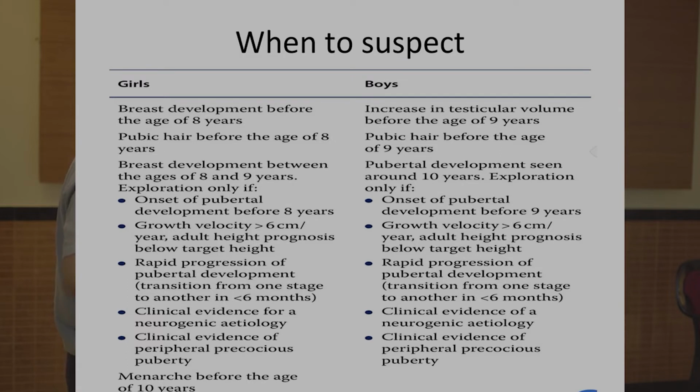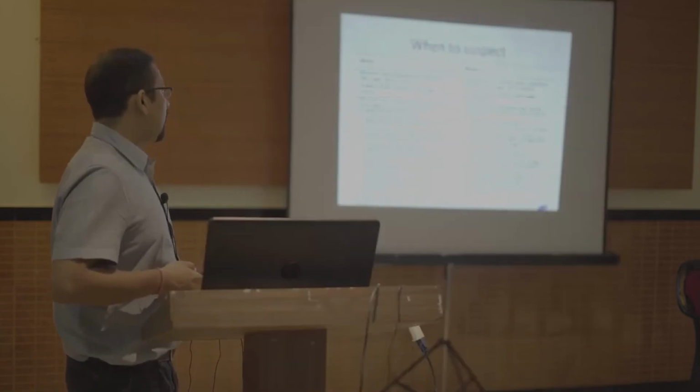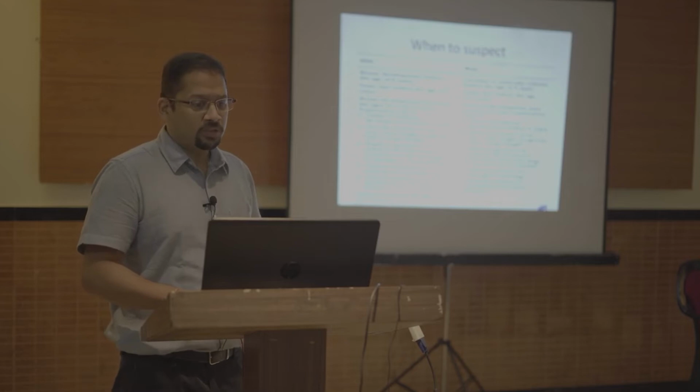Rapid progression of pubertal development, that means transition from one stage to another stage within 6 months, clinical evidence of any neurogenic etiology, clinical evidence of any peripheral precocious puberty, and menarche before the age of 10 years. If all or any of these points are present, we can expect precocity in the female. However, in the boys, testicular enlargement before 9 years, pubarche before 9 years, and similar to the female, velocity more than 6 cm per year, one stage to another stage within 6 months, and etiology and other evidence of peripheral precocious puberty. These points relate to the suspicion of precocious puberty.